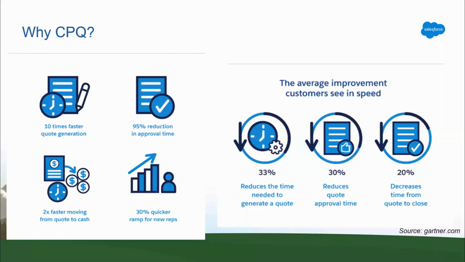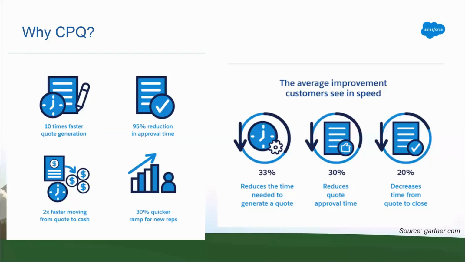Now, why CPQ? There are all the numbers listed here taken from Gartner, but in simple words, CPQ has a great impact on speed and accuracy. Someone without a CPQ solution would take months to close a deal, but with CPQ, it could take days. So CPQ increases sales, reduces wasted time, and shortens the sales cycle. It also increases the productivity of the sales team, and all this is available without writing a line of code. All this is a declarative solution.